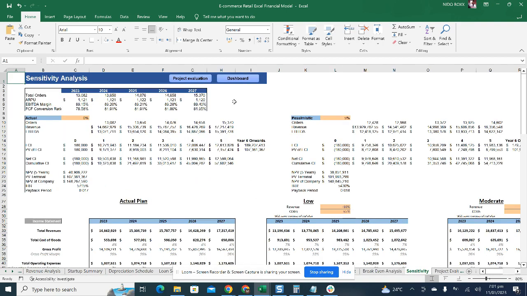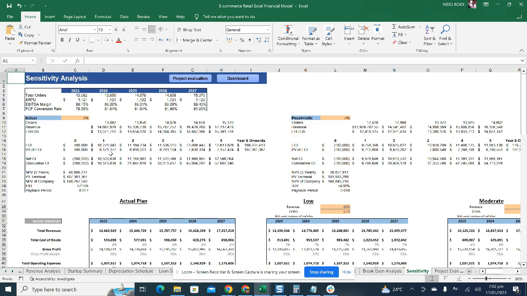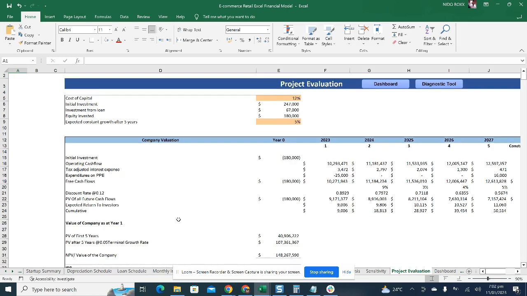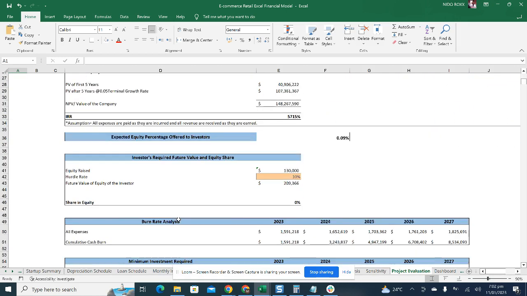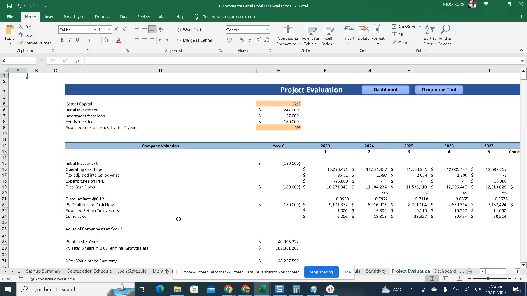Moving on to sensitivity analysis. It includes your actual, pessimistic and moderate plans which will affect your revenue and cost assumptions. It will help you to analyze in different scenarios. Moving on to project evaluation. It includes your cost of capital, initial investment, expected constant growth after 5 years, company valuation, expected equity percent offered to investor, burn rate analysis, and minimum investment required.